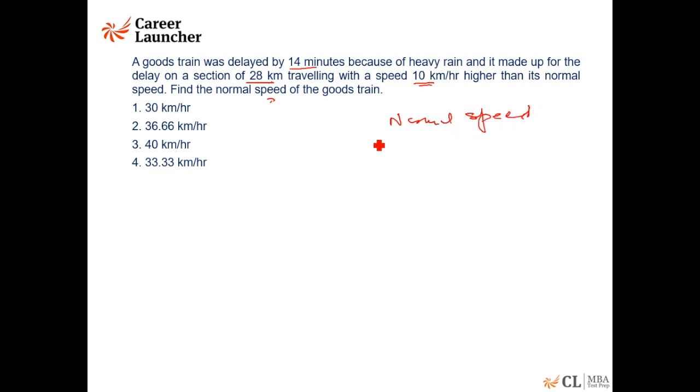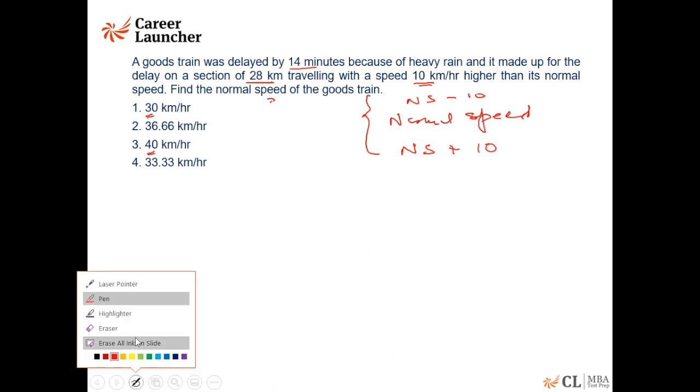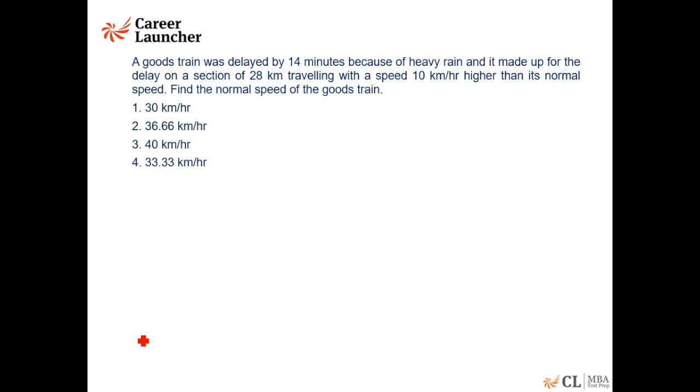It will most probably also contain normal speed plus 10, isn't it? Because 10 kilometers higher, it might occasionally also contain normal speed minus 10. Now with this logic in place, what choices make sense to you? Obviously these two. Most probably the normal speed will be 30 and the increased speed is going to be 40. Verify. Rather than creating an equation, just verify, you will be able to come to the answer fairly fast.